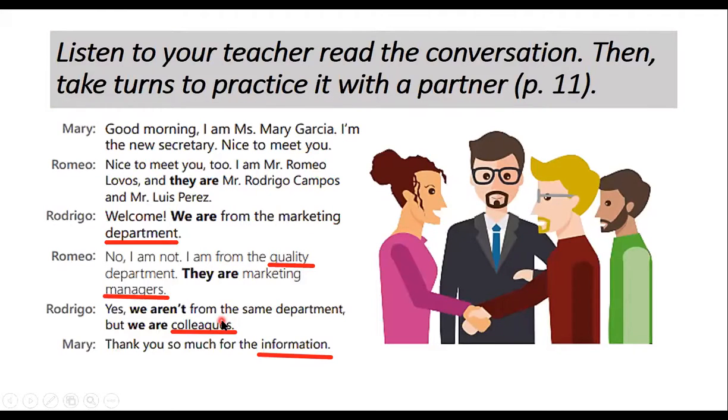Colleagues. Very good. No, it's colleagues. Colleagues. Very good. Now, we're going to continue working here with this conversation, right?